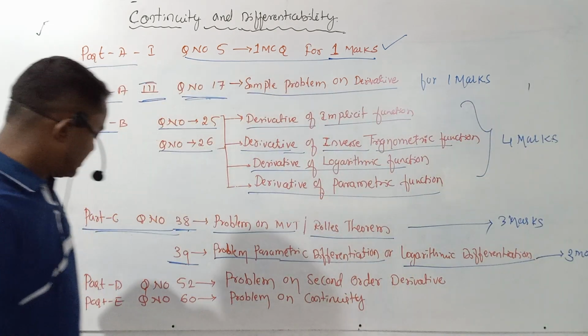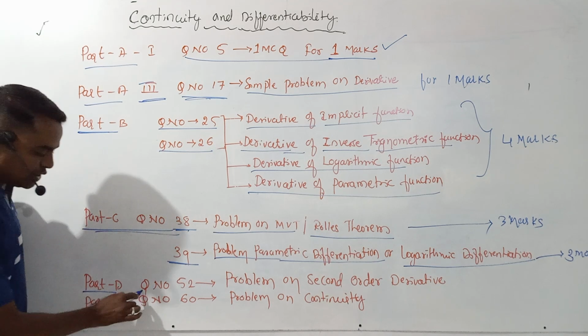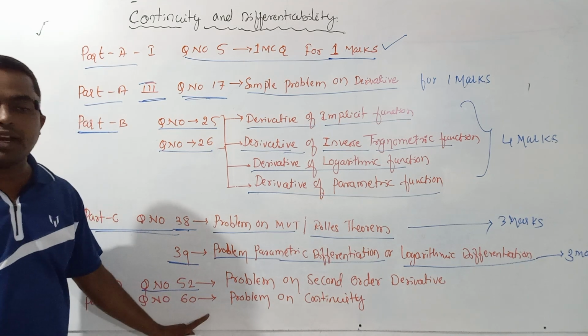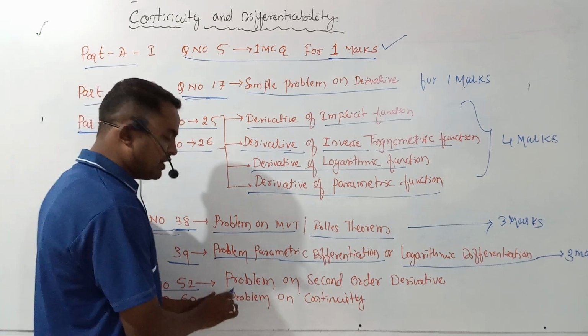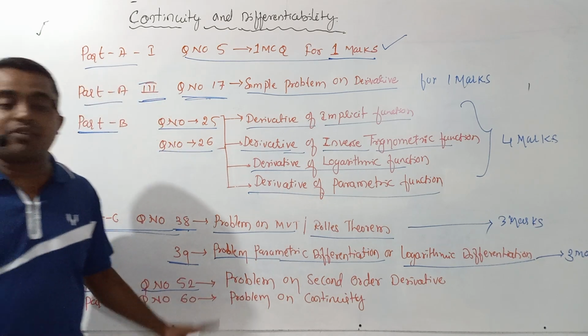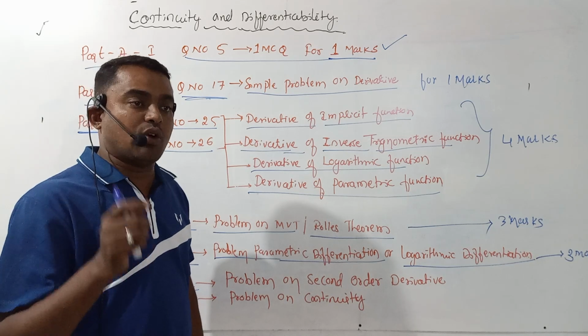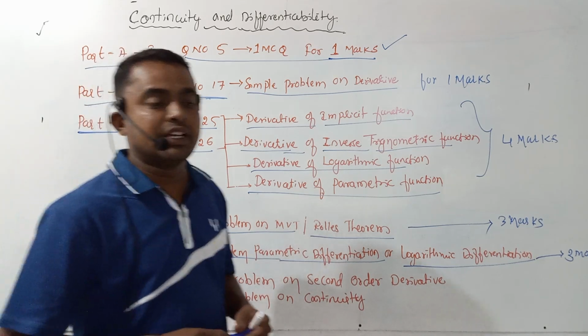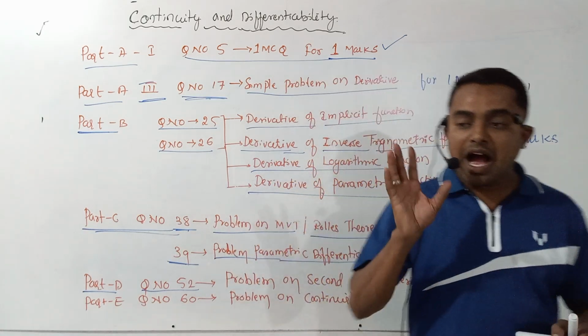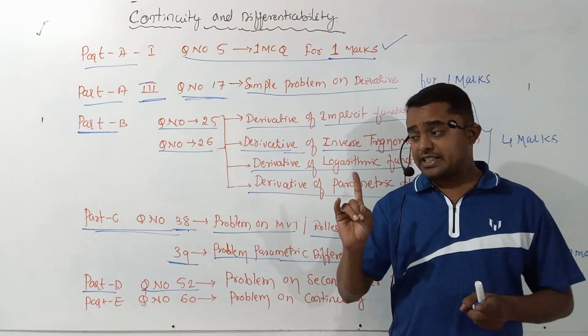So after that, in part D, question number 52. In this part D, question number 52, one fixed problem will be asked for 5 marks. That is, out of 8 problems, you will get one fixed question.